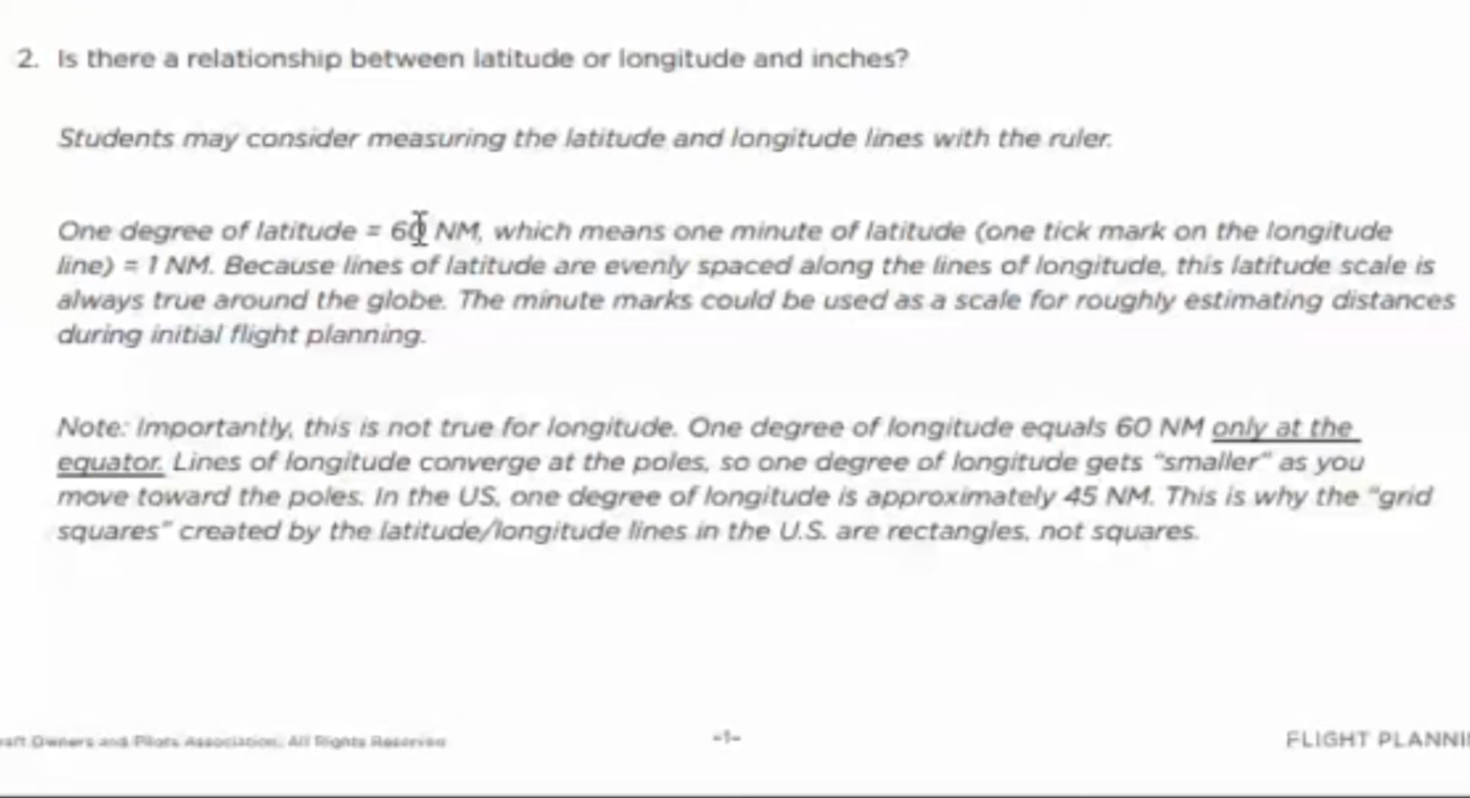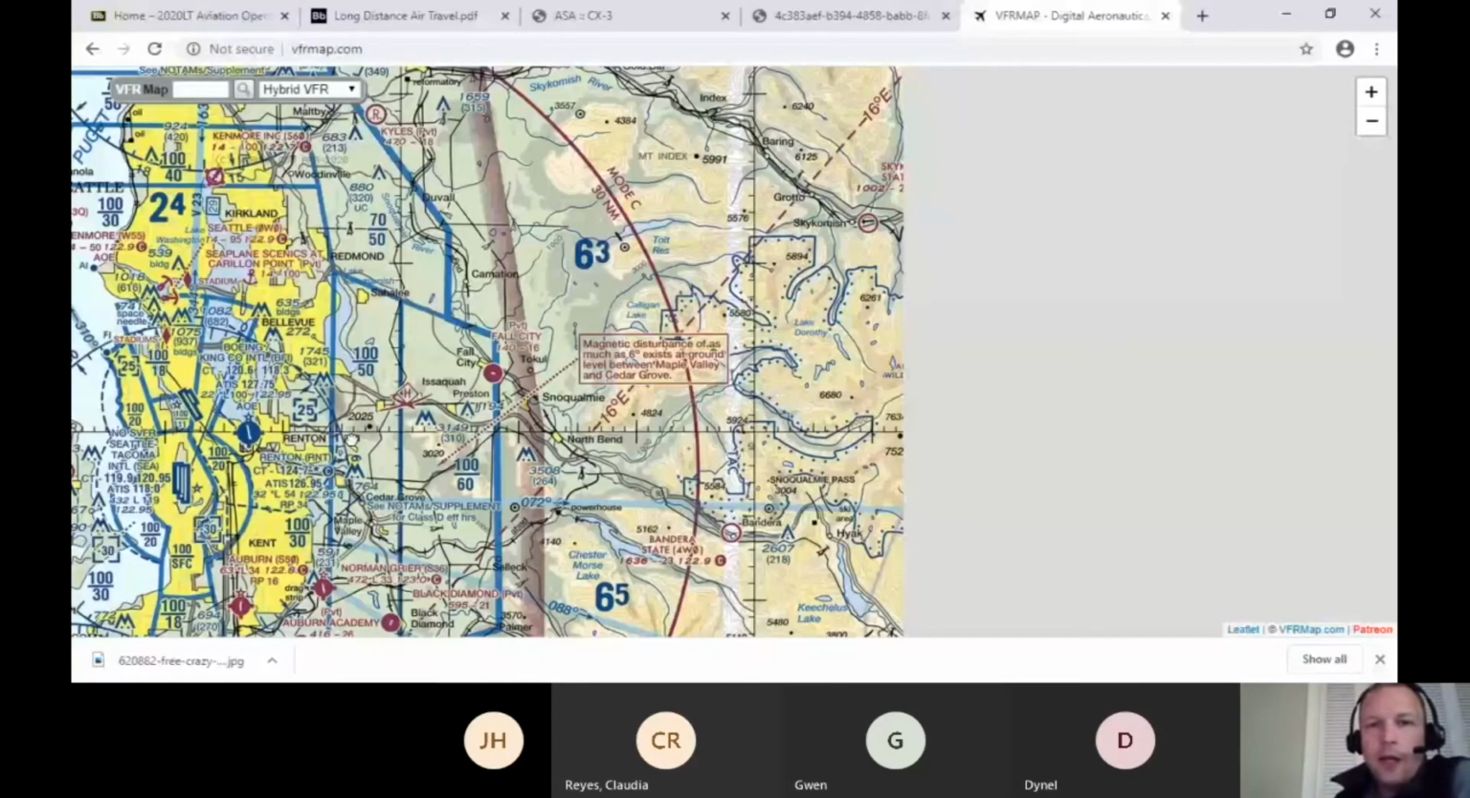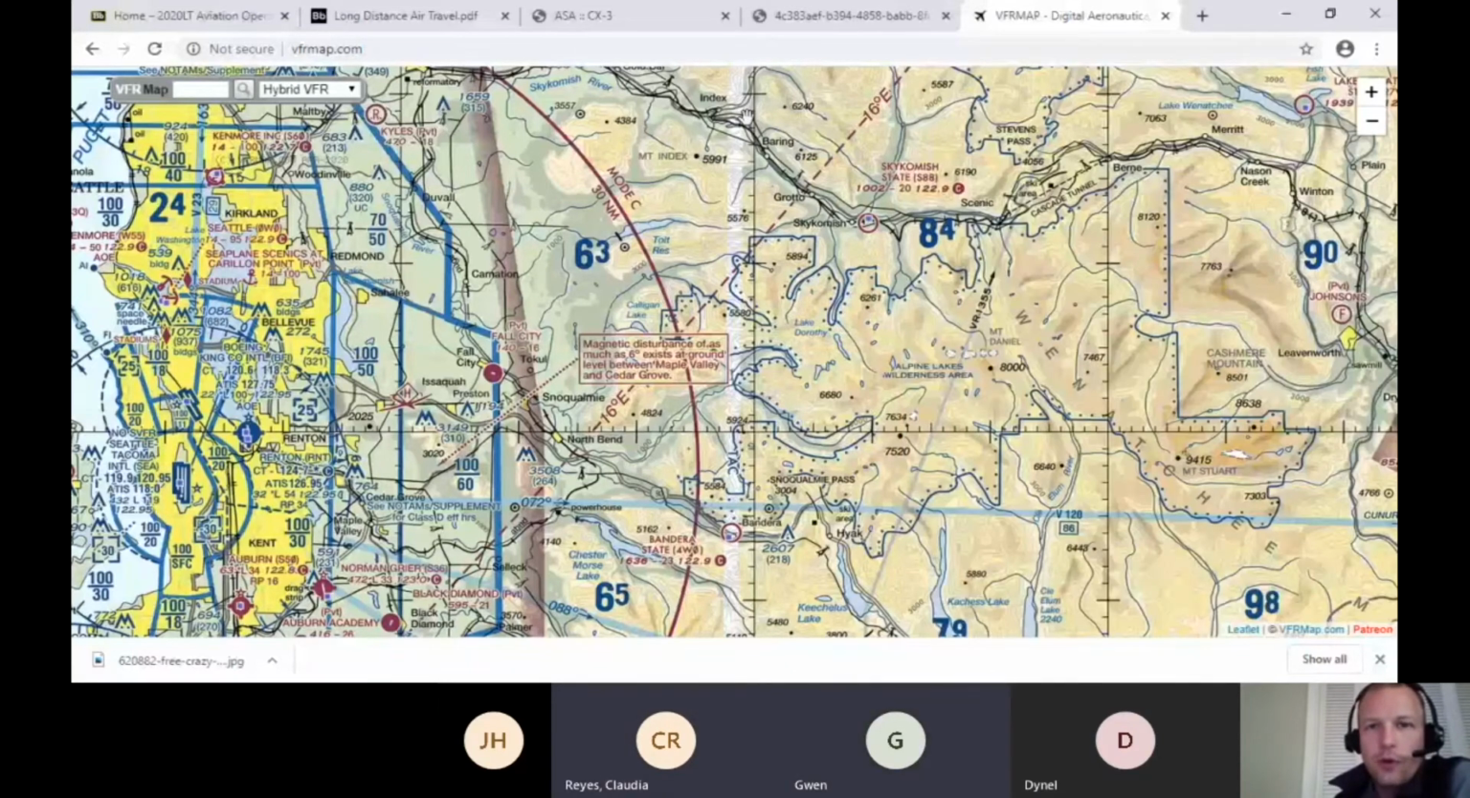If you didn't have a plotter, you could use those minutes of latitude from your chart here. If you measured the distance from one place to another, you could use these minutes of latitude to measure distance. So if you had a ruler and measured the distance from one location to another, and then put that on the minutes of latitude, it would also tell you that distance in nautical miles. So there is a relationship there, but it's not the same. You can see 1 minute of latitude here is very different than 1 minute of longitude. So don't get those confused.